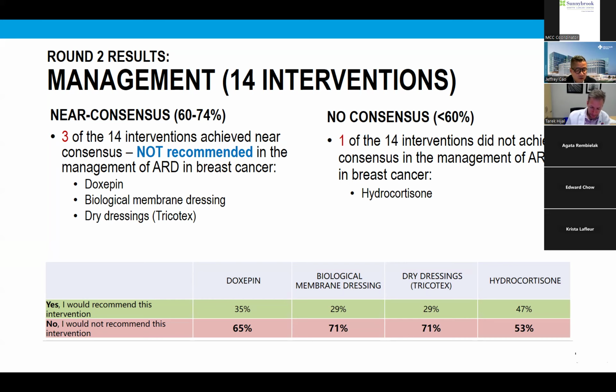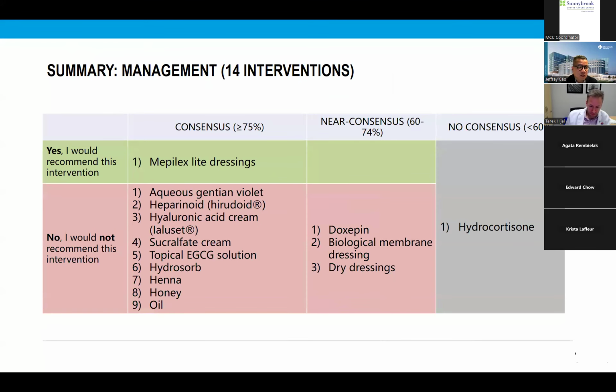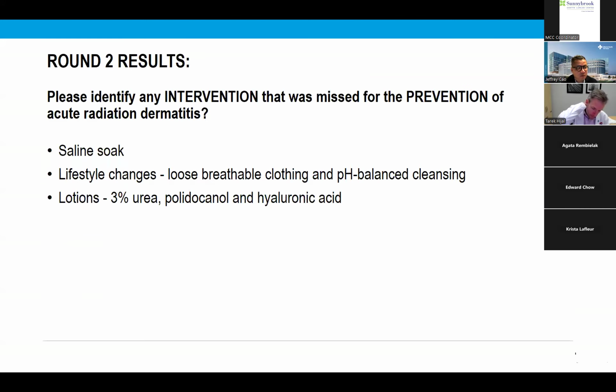Interestingly, I offer hydrocortisone to my patients, and that's just something I've always done since residency. And the dermatologist on our panel said that 0.5%, even 1%, is equivalent to a placebo in some cases. So there was no consensus about the use of hydrocortisone. It'd be interesting when we open this up for discussion to hear what people actually do. So this is just a summary of the management. Again, Mepilex Lite achieving consensus, near consensus against these products, and no consensus about hydrocortisone.